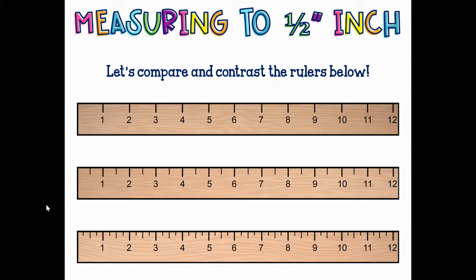However, they do have some differences. You may have noticed that the first ruler doesn't have any tick marks between each of my whole numbers, but the 2 rulers below have tick marks in between the whole numbers. And my whole numbers are the 1, 2, 3, 4, 5, 6, 7, 8, 9, 10, 11, 12. Those are my whole numbers.